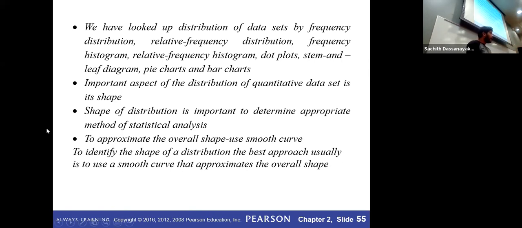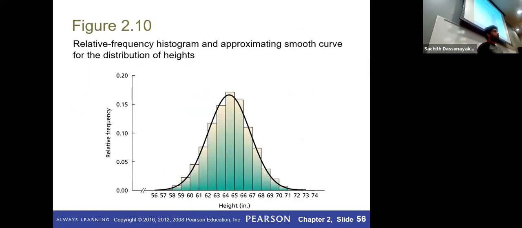Most of the time, yes, we have to approximate the shape. We cannot say, okay, this is the exact shape, but we can approximate. This is how we approximate. First, this is a histogram, not a bar chart. Using the top value in each bar, simply you can combine each value.